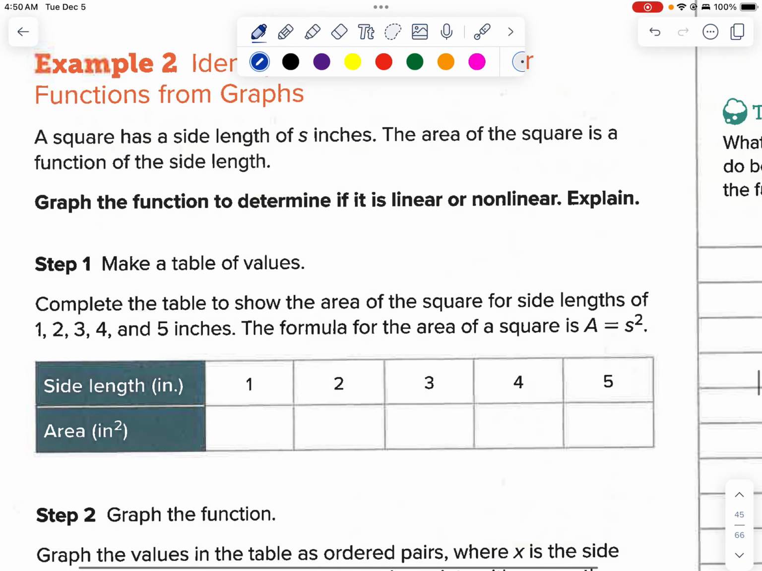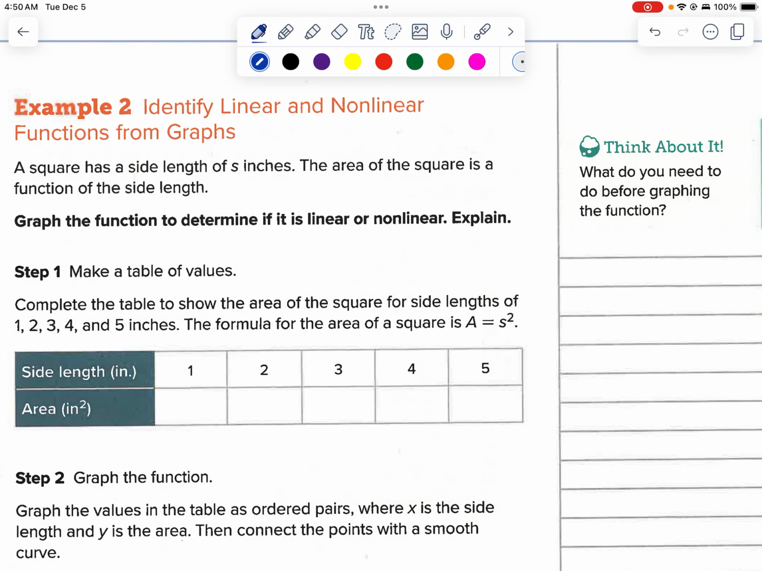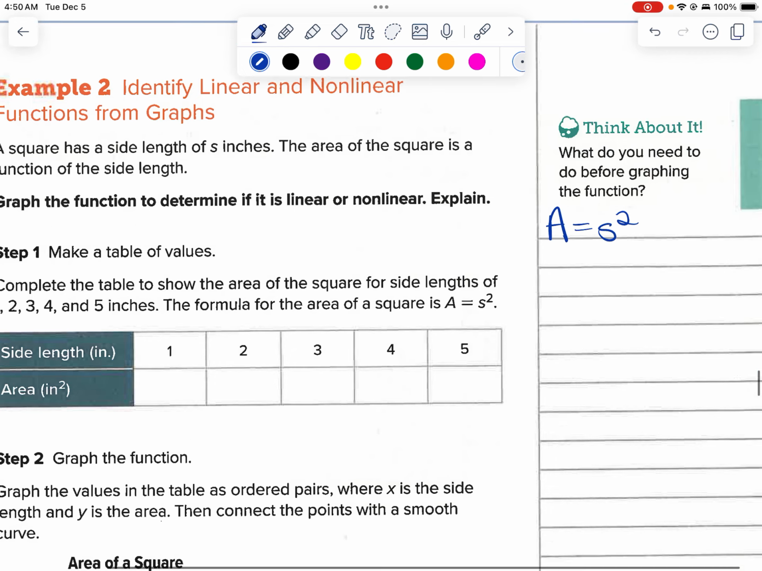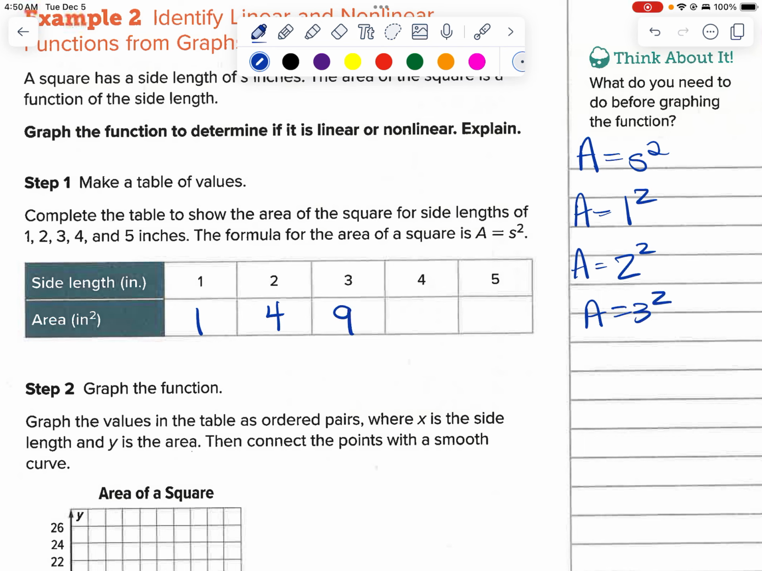So, a square has the side length s. The area of the square is a function of the side. So, area is equal to side squared. So, we're going to plug these values in. If I was to plug in 1, what is 1 squared? 1. If I was to plug in 2, what is 2 squared? 4. If I was to plug in 3, 3 squared is 9. Plug in 4, it's 16.